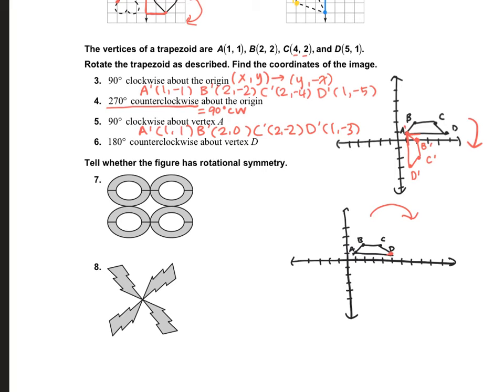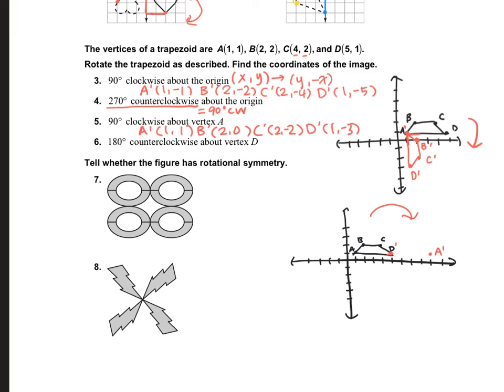We know that because it's 180 degrees, your shape, the trapezoid, is going to look upside down. And because you have the vertex D as your rotation point, D is going to stay the same as D prime. And then let's go ahead and see A. A is going to have its position on the opposite side of D, and it's going to be 1, 2, 3, 4 units away. So I'm going to have 1, 2, 3, 4 units away, and that's going to be my new A.